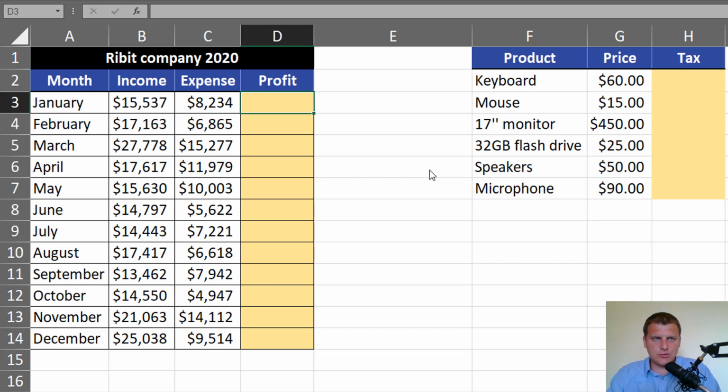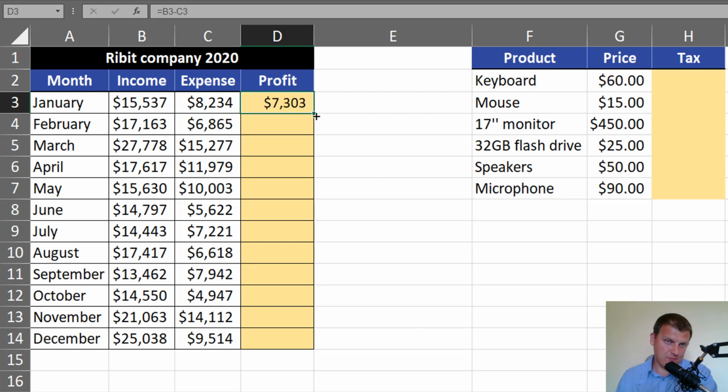Today we're gonna talk about relative and absolute references. We start with relative references, using an example to count profit. To count profit, we want to deduct expenses from income. So our formula is very simple. From the B3 cell, we have to subtract the value from the C3 cell.